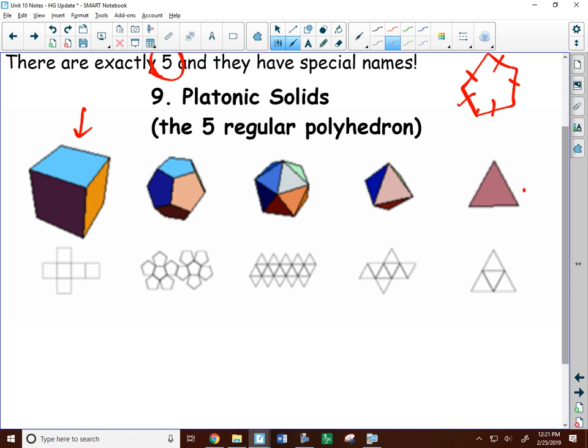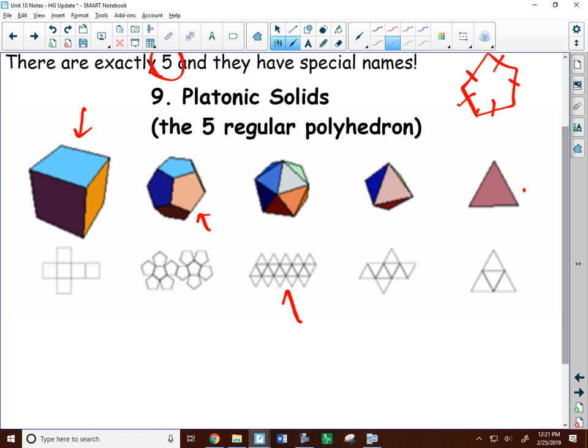Oh, I just covered 2. There's 3 others. My favorite is the dodecahedron. It's made of 12 regular pentagons. I think that one's pretty cool. That one's hard to make. Anyways, I'm not really going to test you on those names or anything, okay? But I just want you to know about them.